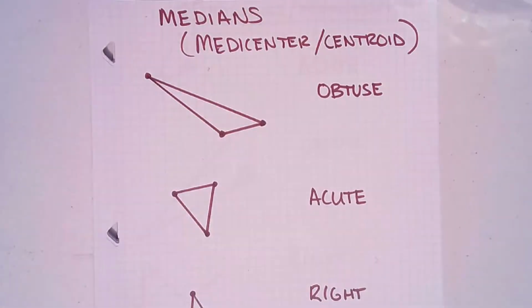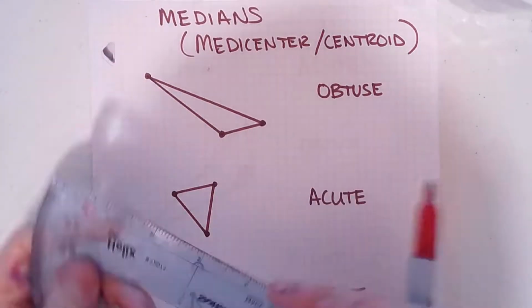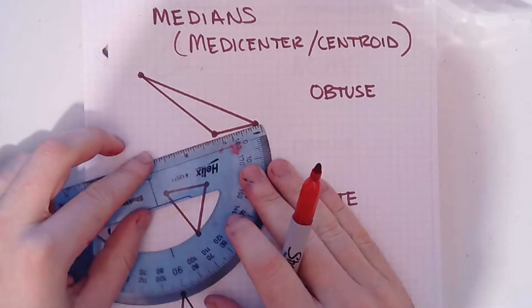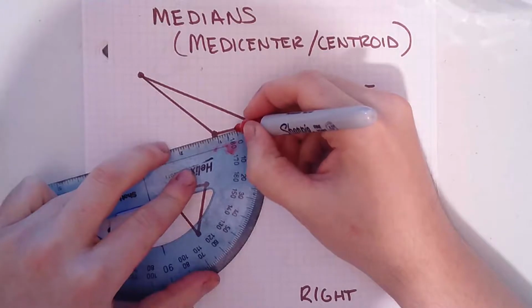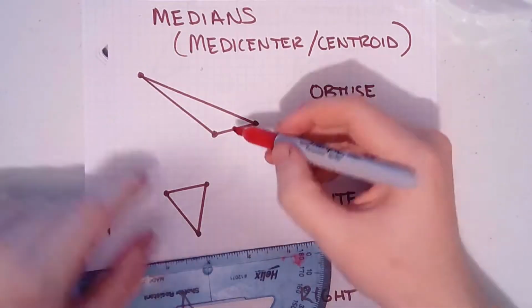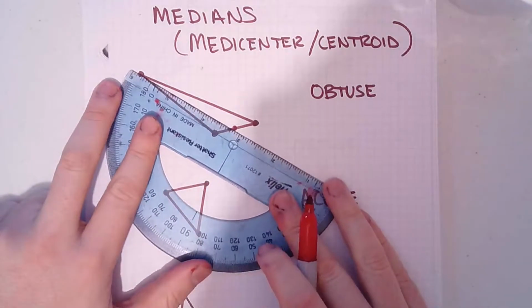All right, so the idea with medians is you're going to find the midpoint on each side and then draw a line from that midpoint to a vertice. So for instance, if we wanted to find the midpoint of this side, we'd take out our ruler and find how long this is, and it looks like it's about 1 inch, so about a 1/2 inch right here would be the midpoint. And then from there, we would connect that to the opposite vertice. So from there to there, and that would be our median.